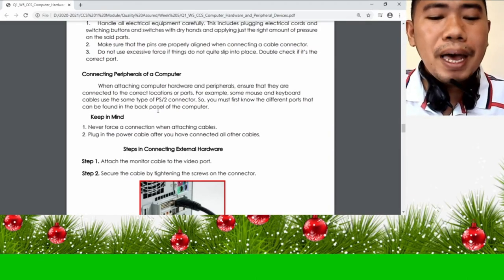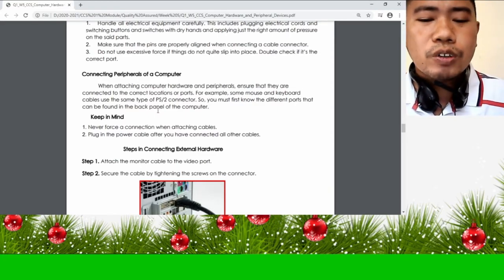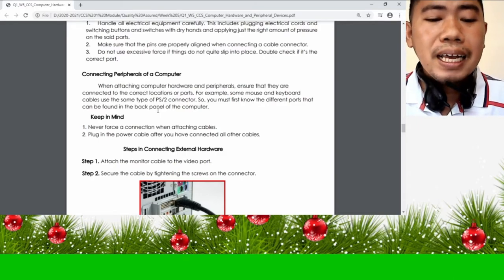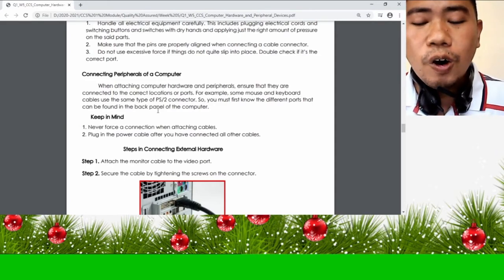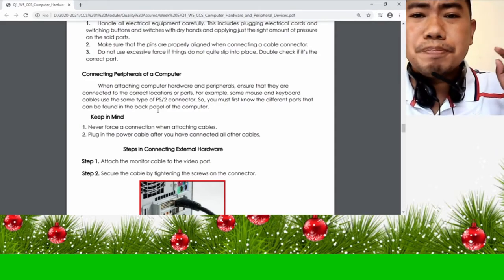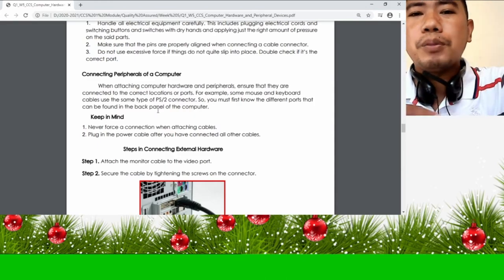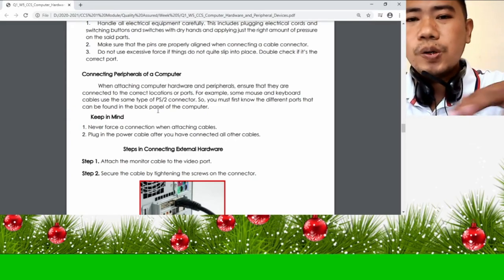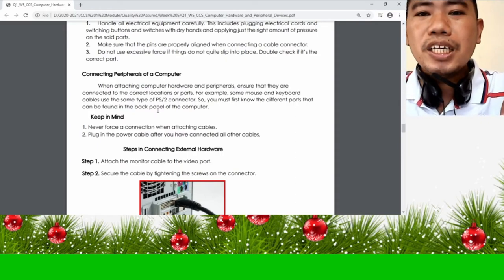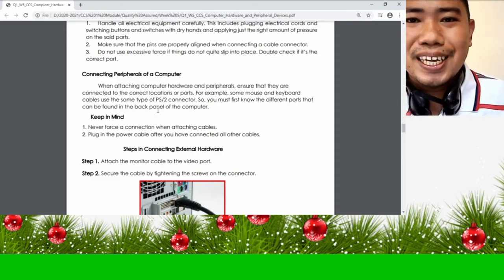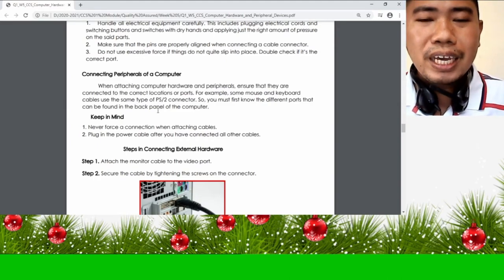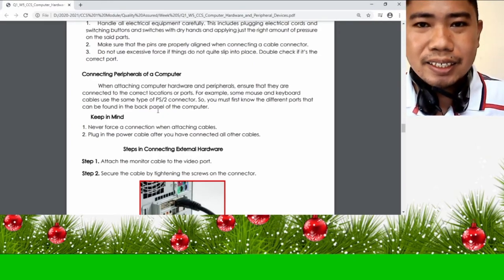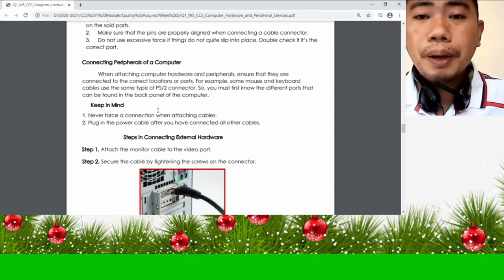Okay? Keep in mind, never ever force a connection when attaching the cables. And of course, plug in the power cable after you have connected all other cables. Importante, bear in mind, kung mo-assemble mo, mo-attach, mo-plug sa mga cables and wires sa inyong computer system, make sure nga wala pa ninyo gi-pansak sa kuryente. Para safe. Okay? Unya ra i-plug in sa electricity, sa power if okay na ang tanan. Nasabtan? Very good. Be very careful.